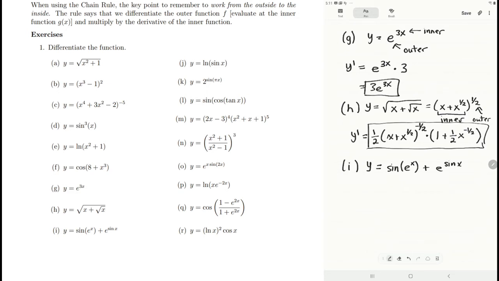In the next example, we have the sine of e to the x plus e to the sine of x. So here we will apply the chain rule at two different instances. So we apply the chain rule to the first term and the second term. So let's identify the inner and outer functions for both of these. The e to the x in the first term is the inner. The outer function will be the sine.